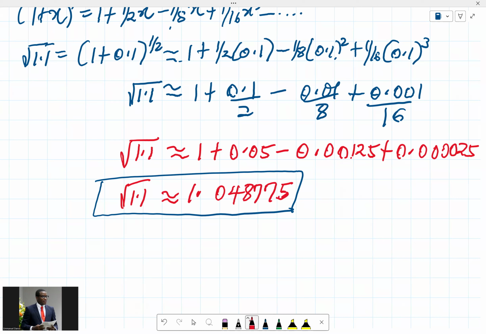Now, because this video is getting too long, I think I'm going to do negative power. I've done fractional power here, so I'll do negative power in the next video. So I'll just stop here. But let me punch a calculator to see what this actually should be. Square root of 1.1, normally, what is it? Of course, because we are just estimating, we don't expect it to be exactly what the calculator will give us.